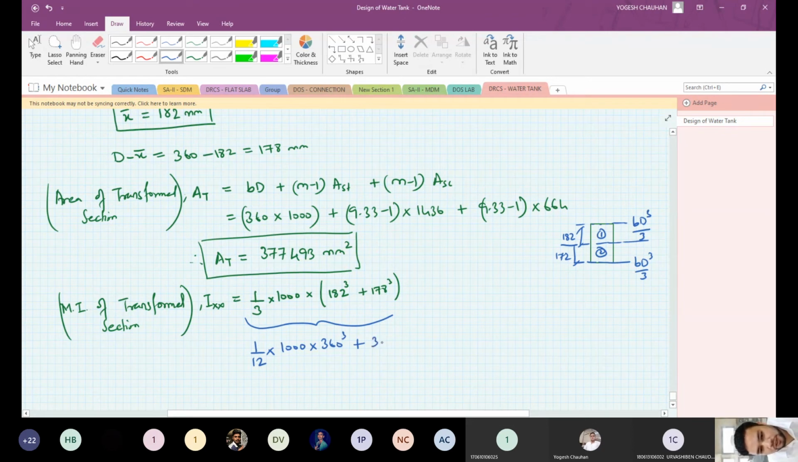So area is 360 into 1000, into x bar square. So x bar will be actually 180 minus 182, because your actual section is at this, yes, 180 minus 182 whole square. So it will give you the same answer only.